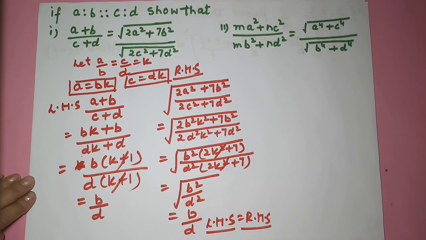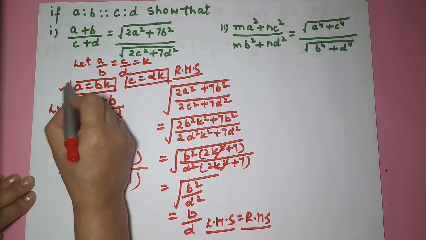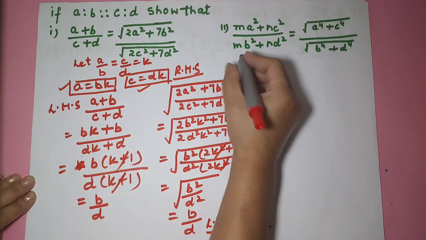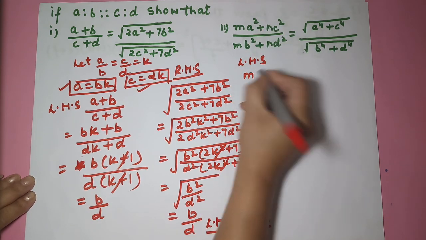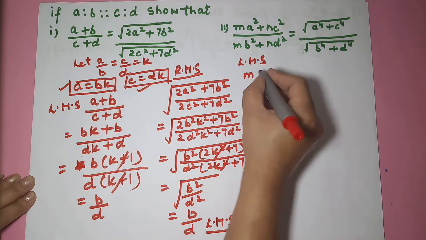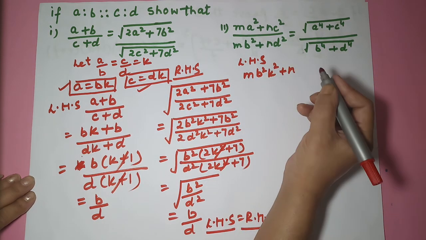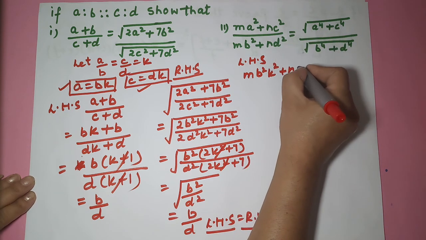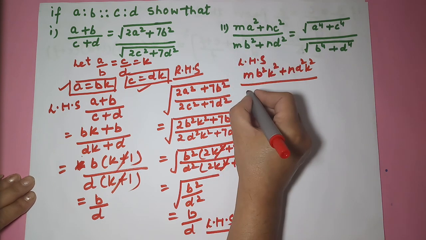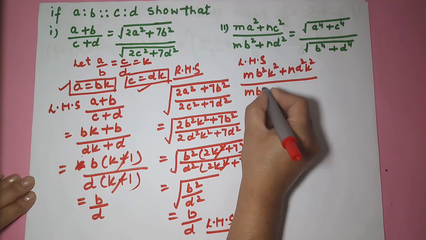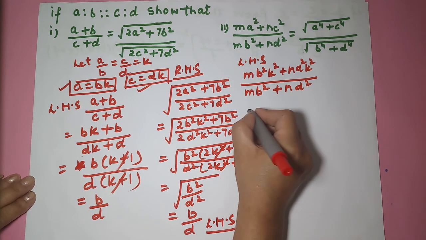Right? Okay. Now, we have two parts of this question. That means this applies to this part also. So let's take the left hand side part here. We have m. We don't have to touch that. We have a square, which can be written as b square k square. We have n, we will write that as it is. Then we have c square, we can write that as d square k square. In the denominator, we have m, we will not touch that. Even we will not touch b square. Plus n, we will not touch d square.